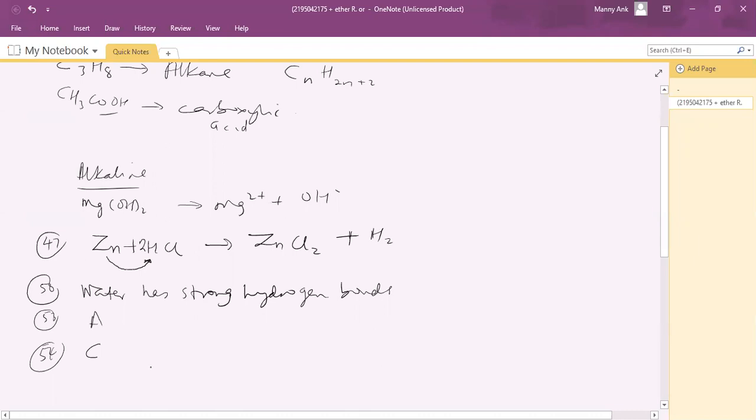And then 55, an excess of which of these ions tends to make a solution acidic? A, chloride, B, hydroxyl, C, hydronium, and D, sodium. C. Yeah, hydronium ion, C. So hydronium makes the solution acidic, correct. All right, so these are some questions on acids and bases. There's one question I'm going to ask you before I continue.